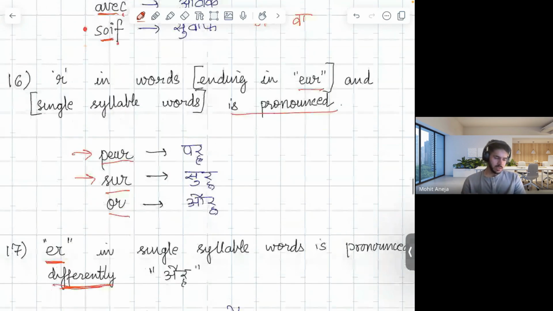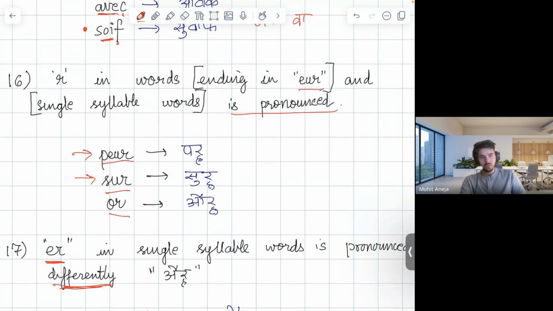R in words ending in EUR and single syllable words is pronounced. So we are reading another consonant rule. Which consonant is pronounced? R in words which are ending in EUR and which are single syllable words. Can someone tell me what's a syllable? What's a syllable in pronunciation?